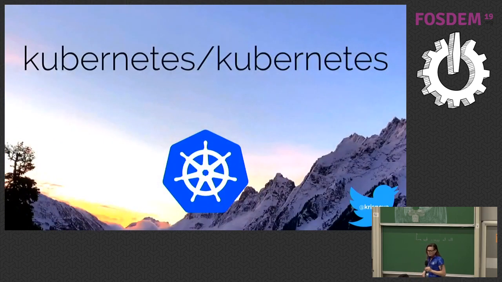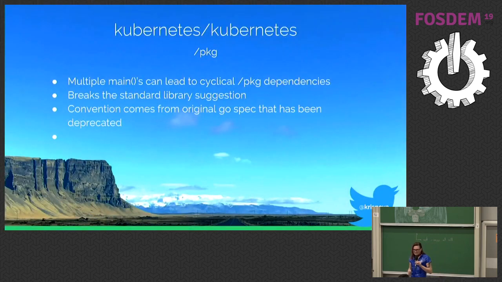Okay, cool. So let's talk about the core repo or the main repo, Kubernetes. So inside of Kubernetes, we have everybody's favorite subdirectory /pkg, which we all know at one point was prescribed as a good idea, but since has been pulled back and said, hey, this probably isn't the best idea. And we have some other solutions we're going to offer in a second. Furthermore, the multiple mains can lead to cyclical package dependencies. I think I mentioned that already. And this breaks the standard library suggestion. So this convention comes from the original Go spec, but has since been deprecated.